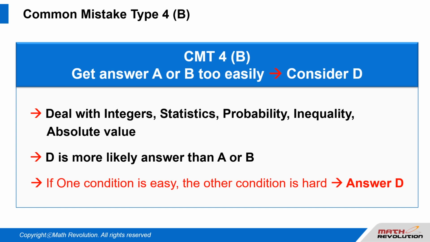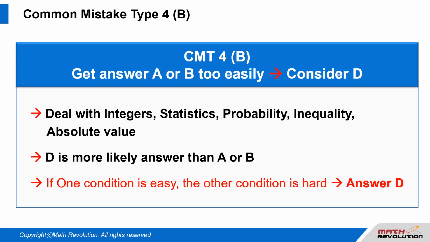The answer is D if one condition is easy and the other condition is hard. Can you imagine how beautiful this theory is? This theory provides a solution to the most difficult questions that appeared in recent exams. That's why CMT4B is important.